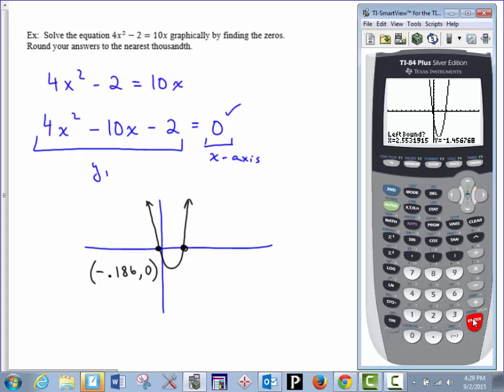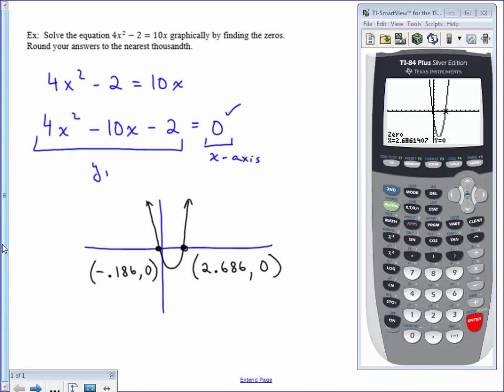So press enter. And then right bound. So arrow right, make sure you go across it. Somewhere in here, I'm slightly to the right of what I want to find. Press enter. And then when it asks for a guess, press enter again. Okay, we'll label that point. That point we see is 2.68, and then we see a 6 in the thousandths place with a 1 to its right, so it would just be 2.686, and then comma 0.